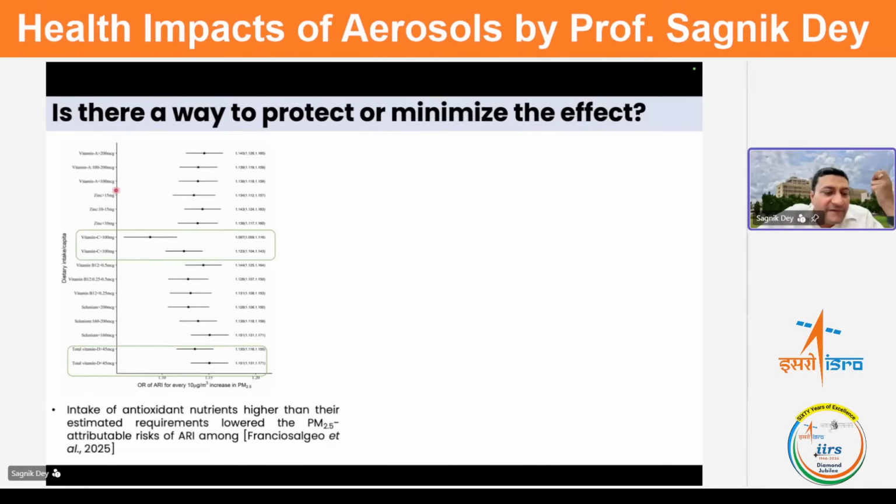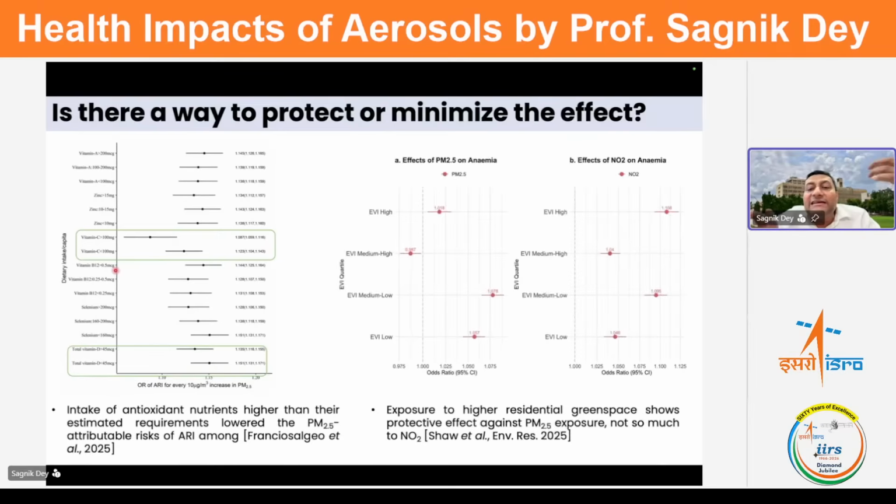Not just vitamin C. In fact, we looked into multiple other things like vitamin D, vitamin B12, A, zinc, and many other antioxidants. And now we are expanding this analysis based on some of the cohorts that we are part of. So initially, we are getting a sense that nutrition is very, very important. And second, as I said, green space.